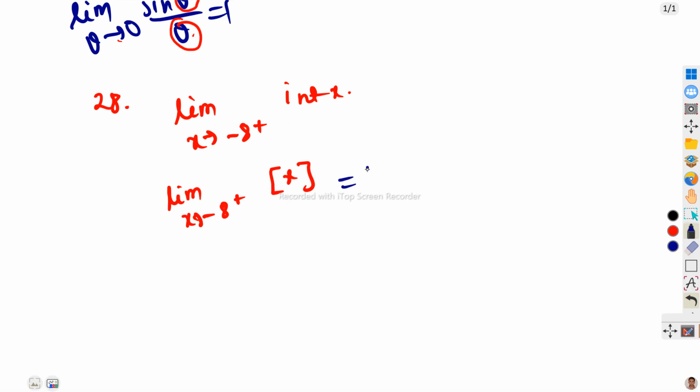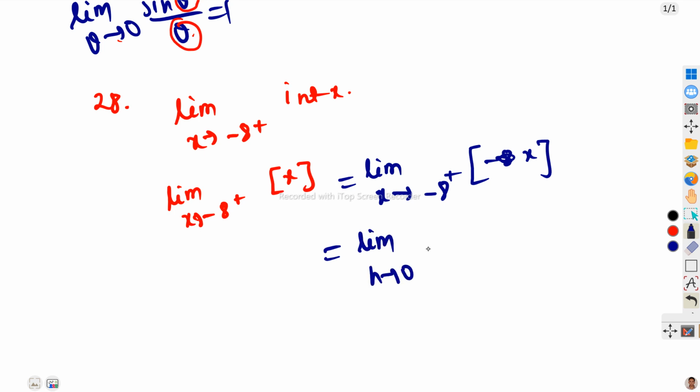So we can write the limit as, we have notation -8, and we have to go to the right of x. So this can also be written as limit h tends to 0 of the greatest integer of -8 plus h. We replace x by -8 plus h, since x tends to -8 plus, so h tends to 0, and this is the required form of the given limit.